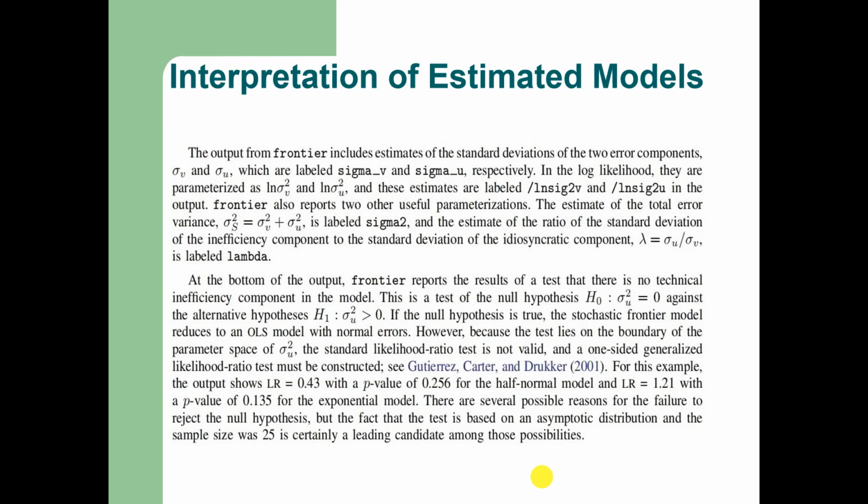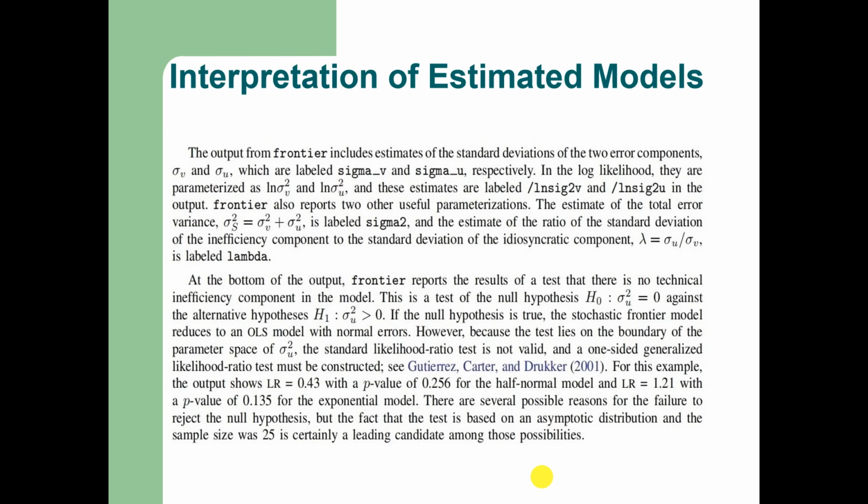At the bottom of the output, Frontier reports the result of a test that there is no technical inefficiency component in the model, and this is a test of the null hypothesis H0: sigma square u is 0 against the alternative Ha: sigma square u is greater than 0. If the null is true, the stochastic frontier model reduces to an OLS model with normal errors. However, because the test lies on the boundary of the parameter space of sigma square u, the standard likelihood ratio test is not valid, and a one-sided generalized likelihood ratio test must be conducted.